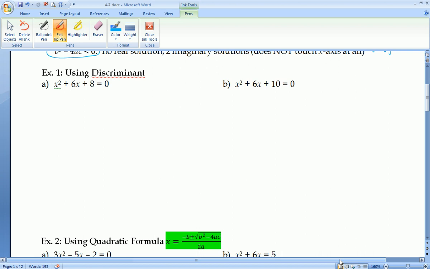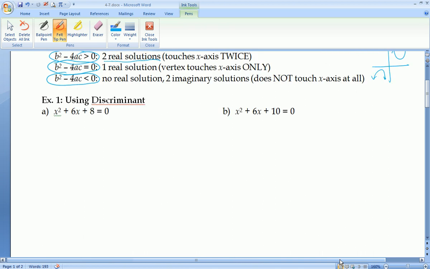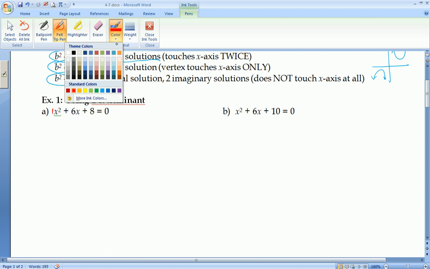So in example 1 here, we're just going to use the discriminant to describe what type of answers it's going to have. So it's either going to have 2 real solutions, 2 answers, 1 answer, or no solutions, or you can call it also 2 imaginary solutions. It's the same thing. So first thing we're going to do here is identify our A, B, and C, right? There's always a 1 here. So let's identify our A, B, and C.